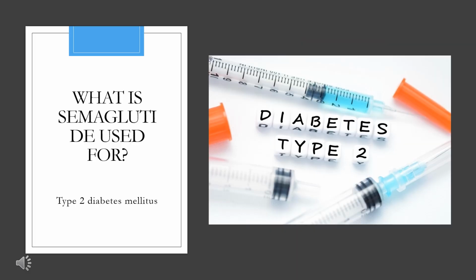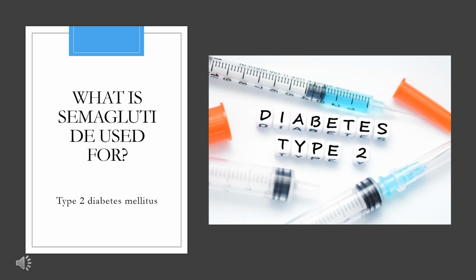What is semaglutide used for? Semaglutide is indicated to improve glycemic control in adults diagnosed with type 2 diabetes mellitus, and is used as an adjunct to diet and exercise. However, semaglutide is not a suitable first-line drug for diabetes that has not been controlled by diet and exercise. In addition, it has not been studied in patients with pancreatitis. Semaglutide is not intended for use in patients with type 1 diabetes or to treat diabetic ketoacidosis.